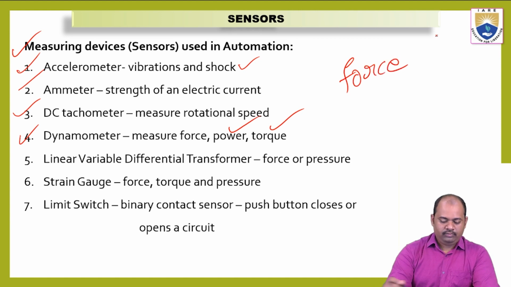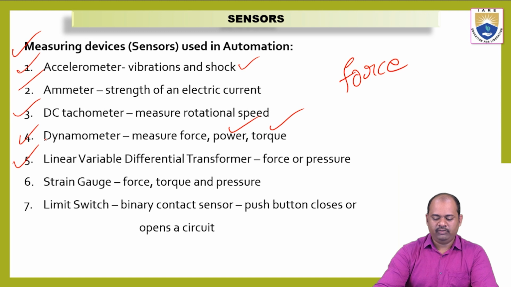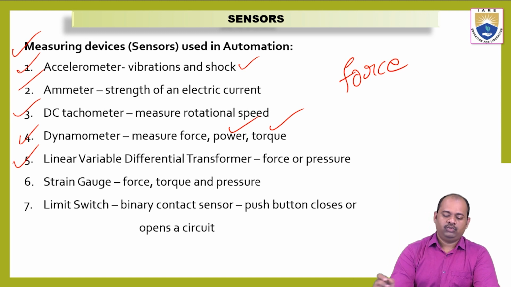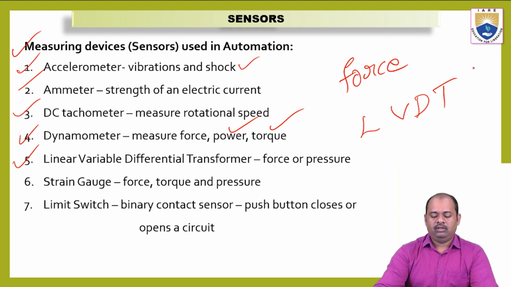Okay, and then fifth one, linear variable differential transformer. So this is commonly known as LVDT. This LVDT is used for measuring the force or pressure. Whenever there is a system, if we want to calculate the pressure which is applied on the system, then we can use LVDT, linear variable differential transformer, for this purpose.